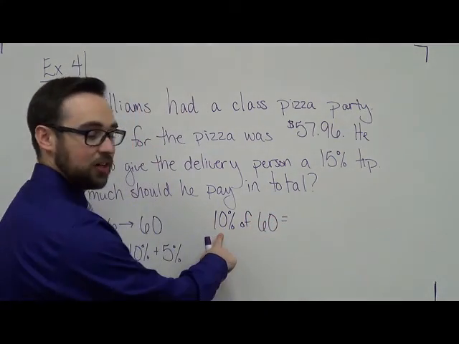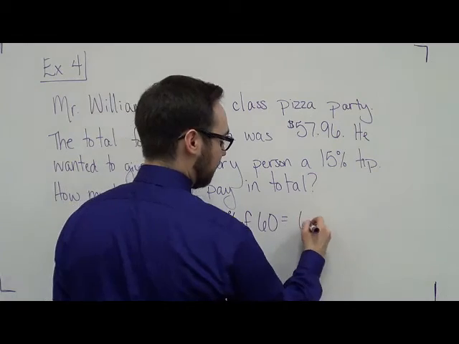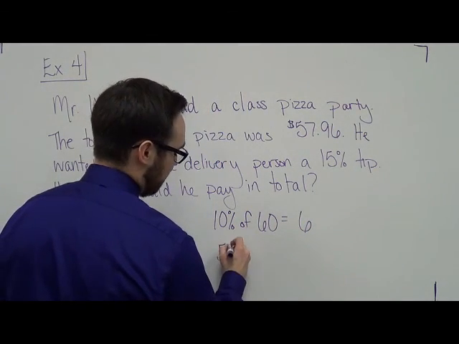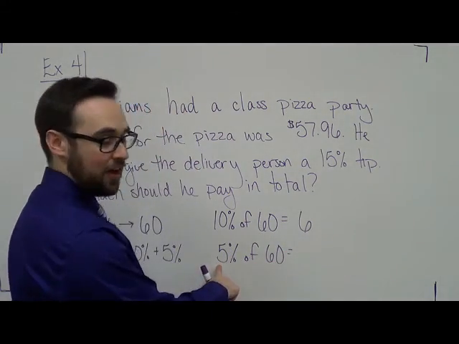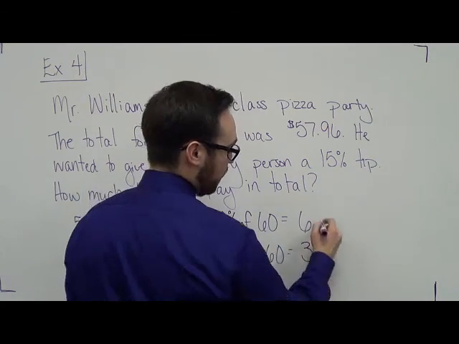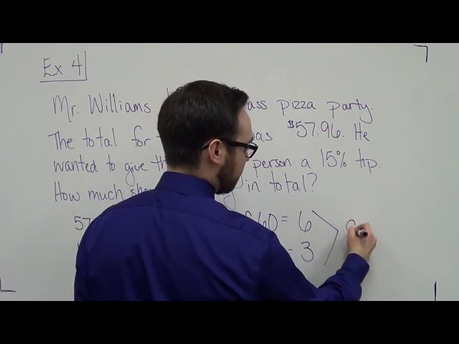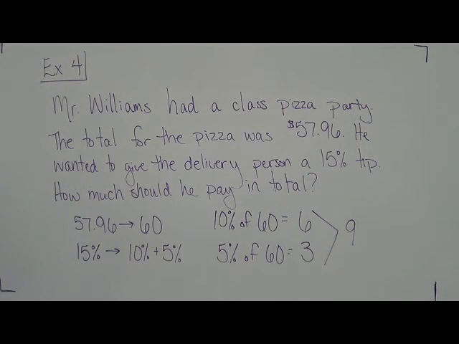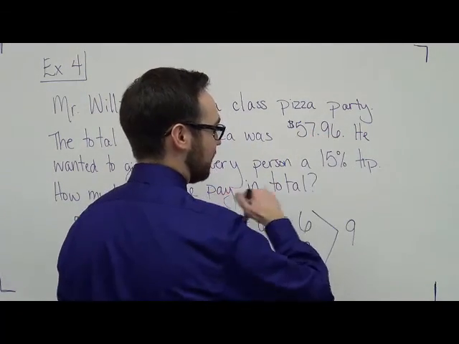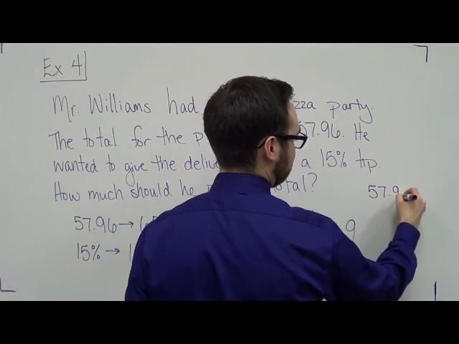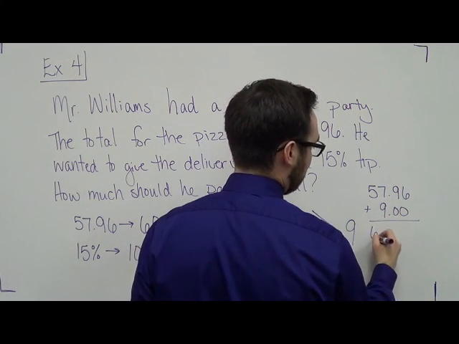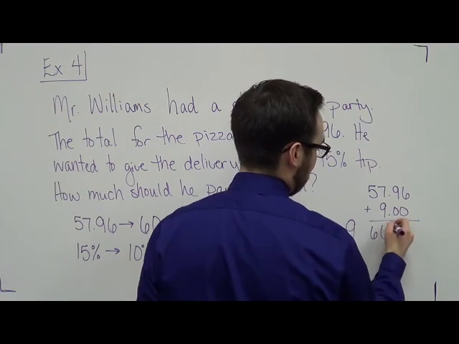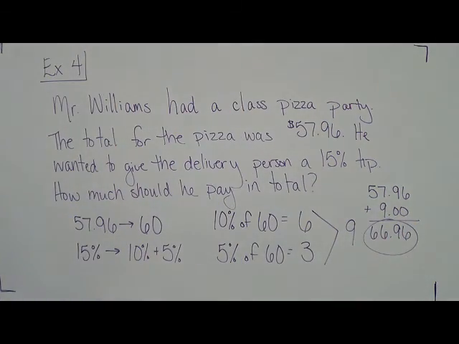So what is 10% of 60? A lot of you may know 10% is 1/10. 60 divided by 10 gives us 6. Well, what's 5% of 60 then? Well, if 10% is 6, that means half of that, 5%, is 3. So what does the total 15% give us? 9. So our tip is going to be approximately $9. Well, if I take that 9 and I add it to the 57.96, we end up owing a total of $66.96, approximately, for that meal, or for that party.